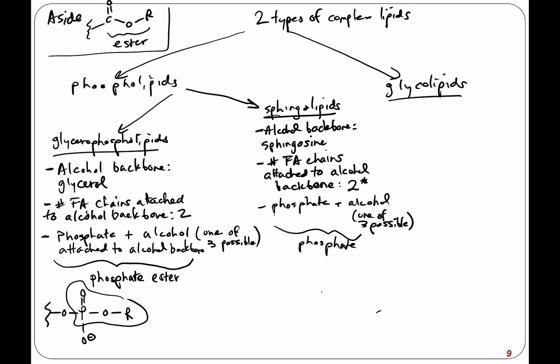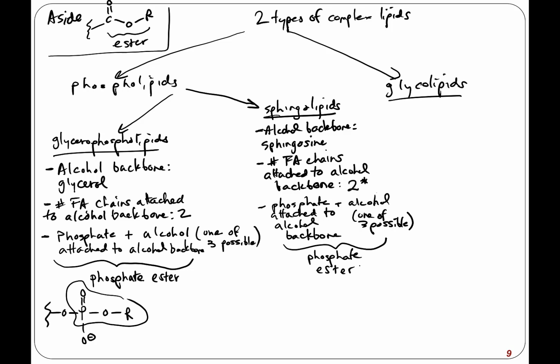And I should have put attached to alcohol backbone, just to be clear. I'll get rid of this here. Attached to alcohol backbone. Again, phosphate ester, and we'll draw these together.